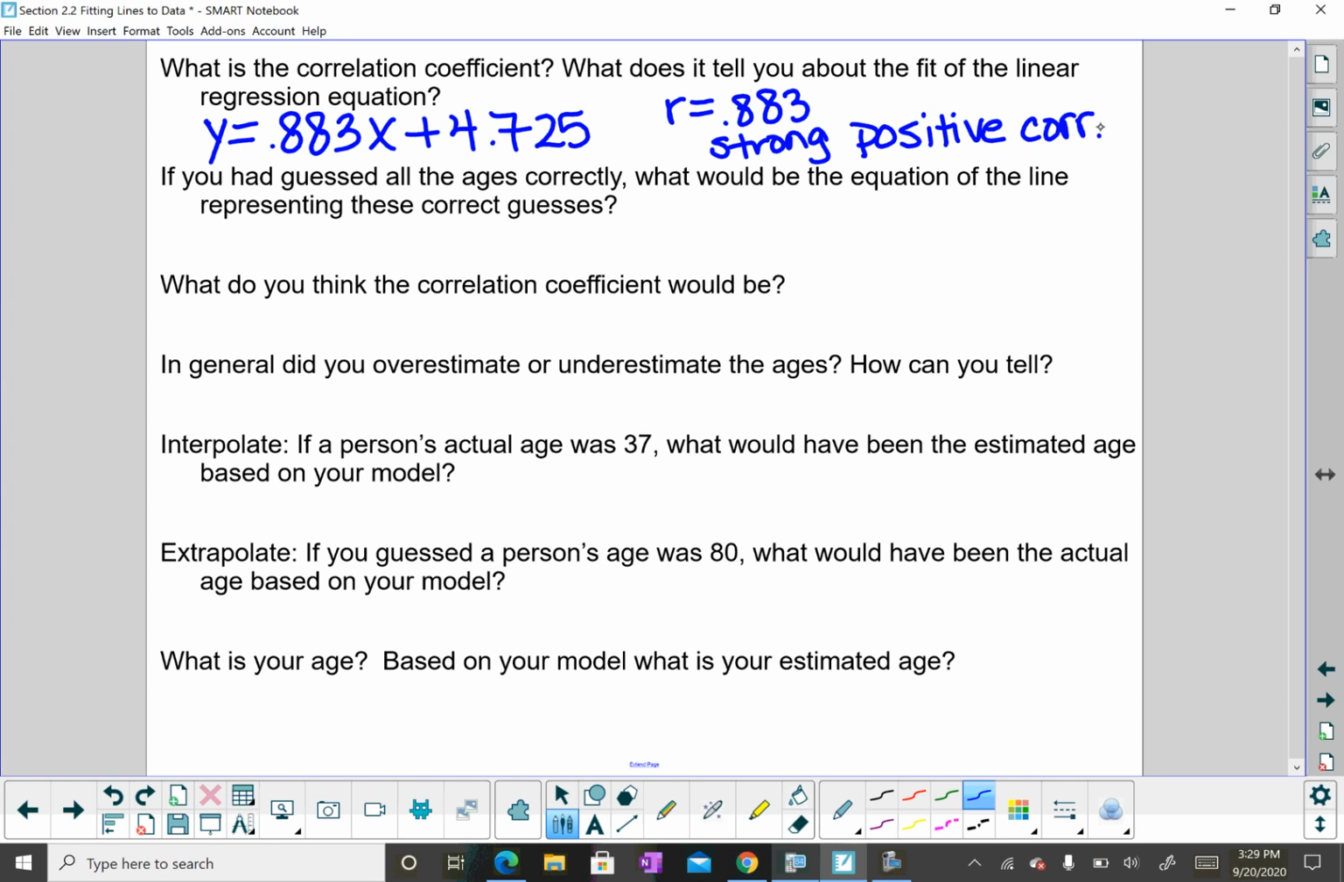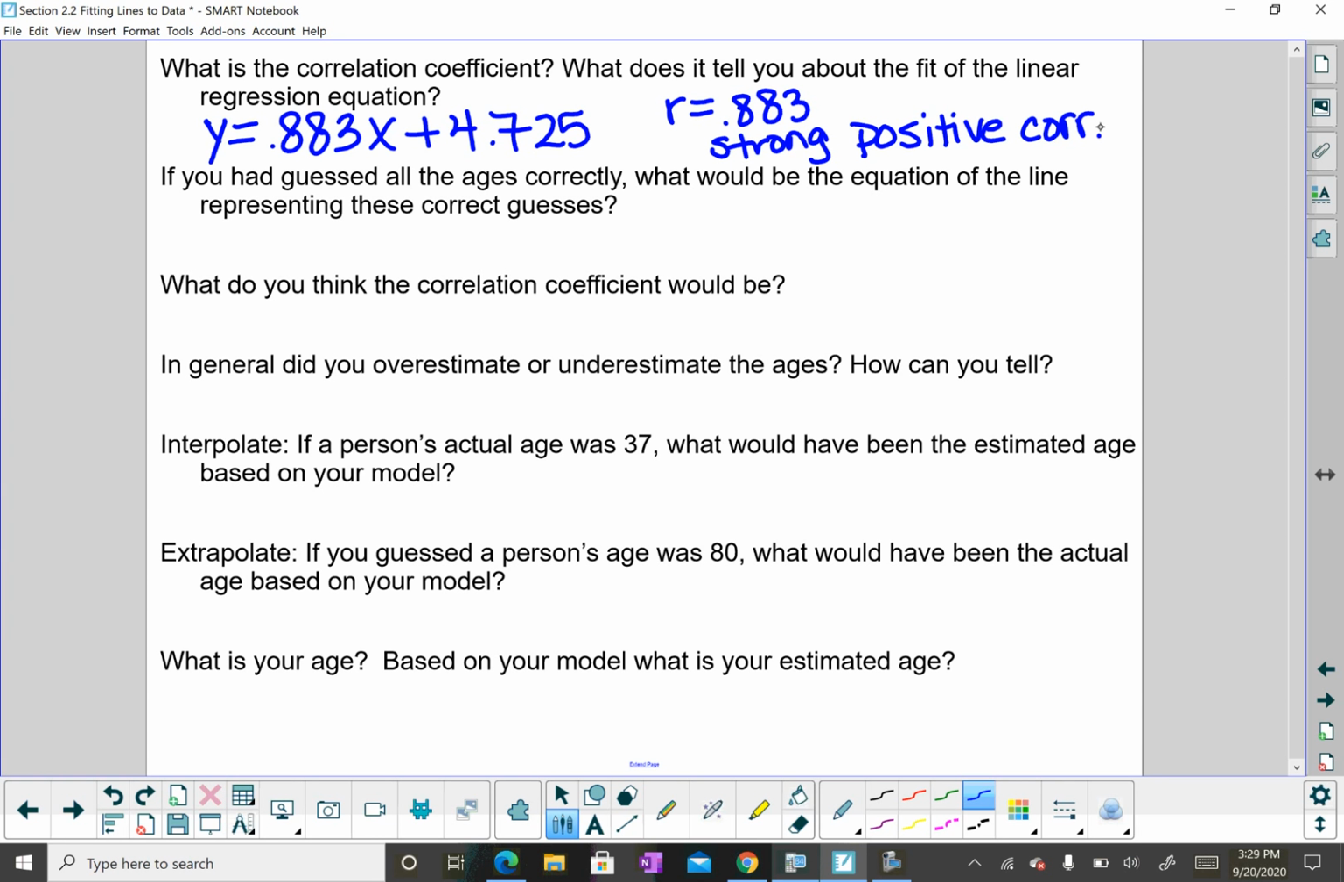Let's look at the next question. It says, if you had guessed all of the ages correctly, what would be the equation of the line? Well, if my husband had guessed all of the ages correctly, that means whatever he guessed would also be the input and the output. So if he guessed, I don't know, 35 for someone, then the output would be 35, their actual age, or 40, 40, 50, 50.